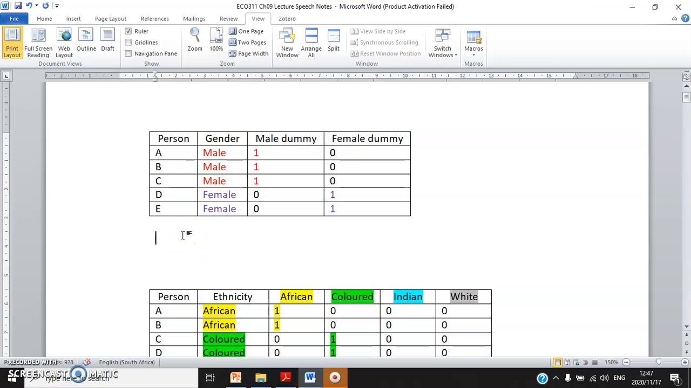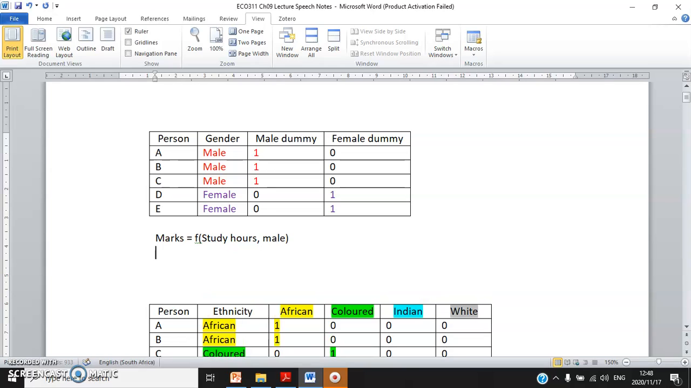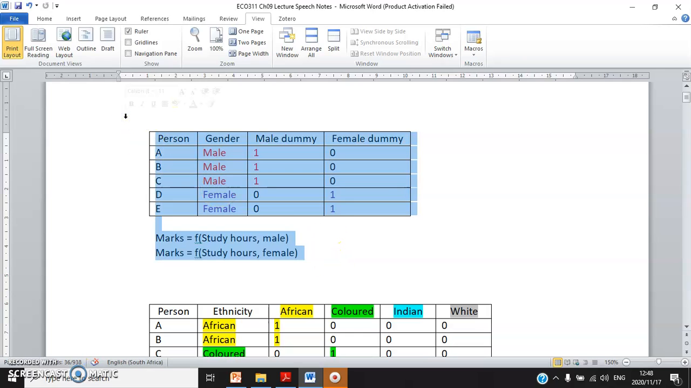Then you might ask the next question, which dummy must be left out as reference group? The answer is, it doesn't matter. So maybe you run the regressions in these ways, marks explained by study hours, and then you include the male dummy. In other words, you leave out the female dummy as reference group. Alternatively, you can run the regression as marks explained by study hours, but this time you include the female dummy. In other words, you leave out the male dummy as reference group. So I repeat, it does not really matter which dummy is left out as the reference group or reference category.